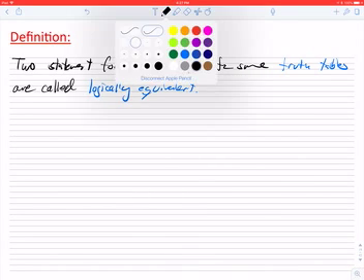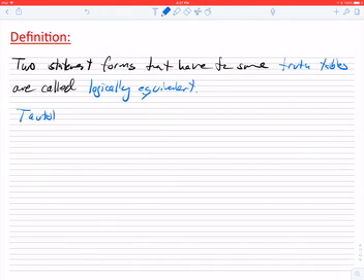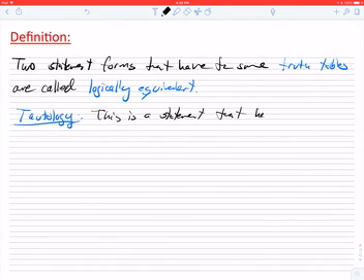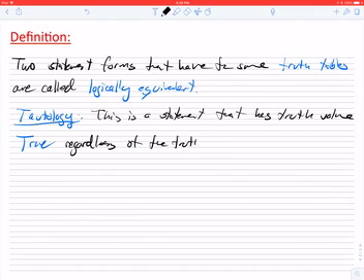Okay. So then we have this term called a tautology. This is a statement that has truth value true regardless of the truth values of its components.